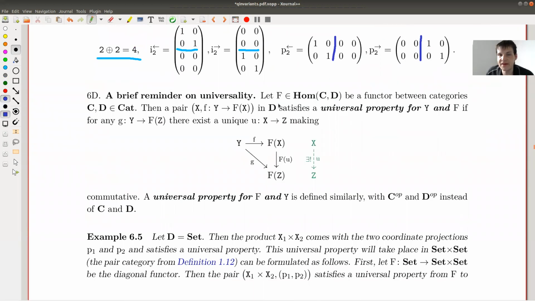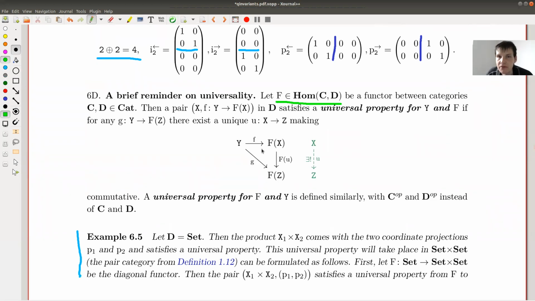Before we can do that, a brief reminder on universality. Okay, it works as follows. And the best way to learn universality is to do as many examples as possible. Let me just briefly go through it, and then let me focus on this example. So, the general setup I want to use is as follows. There's a functor between certain categories, f. Good. And we kind of want to have a universal property with respect to f.